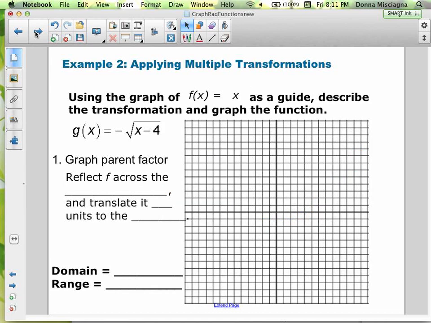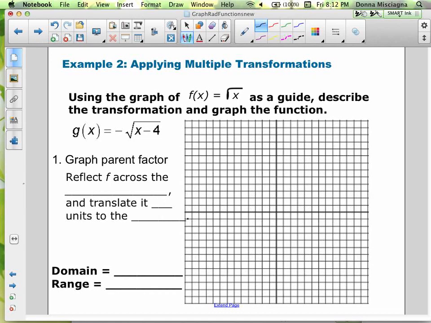All right, so now let's take a look at this one. Something happened to the radical here. We're using the graph of f of x equals the square root of x as a guide. That's our parent function, and we're going to graph it first. You can figure out your parent function by looking at the radical. Is that a square root or a cube root? Do you see an index or not? If you don't see an index, it's a square root.